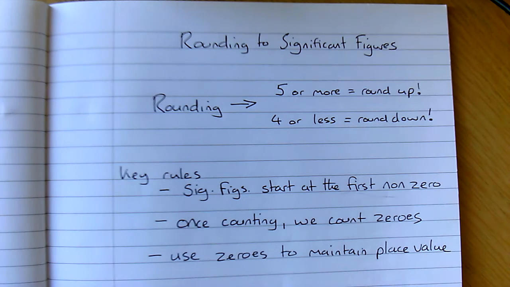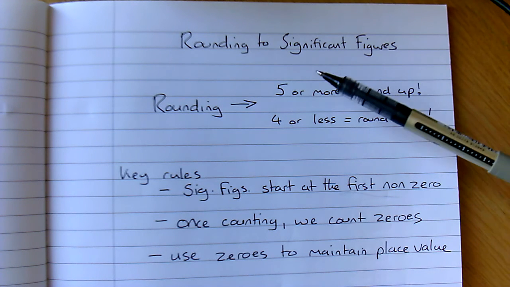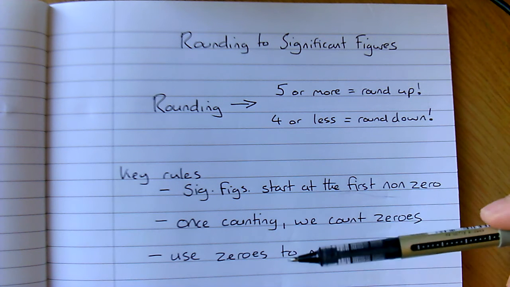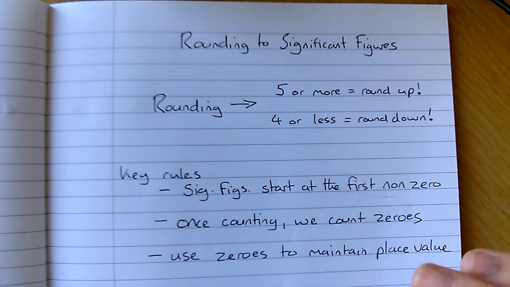Hello there. In this video we're going to have a quick look at how to round using significant figures. They are very similar to decimal places in how they work and something you're probably already familiar with, and rounding works in a very similar way. 5 or more means we round up, 4 or less means we round down, and that's of course directly to the right of the number we're looking at.